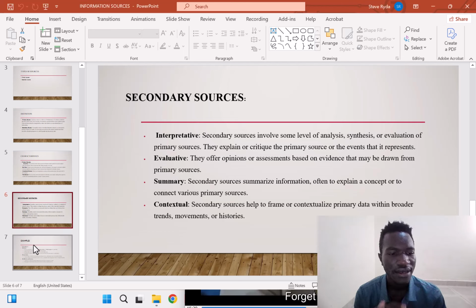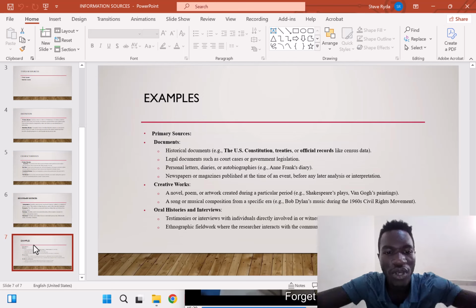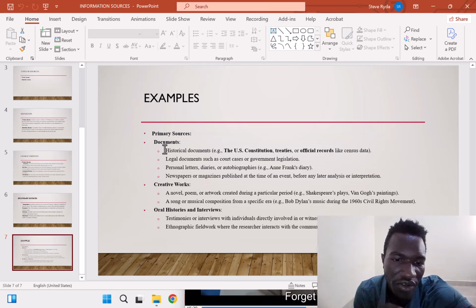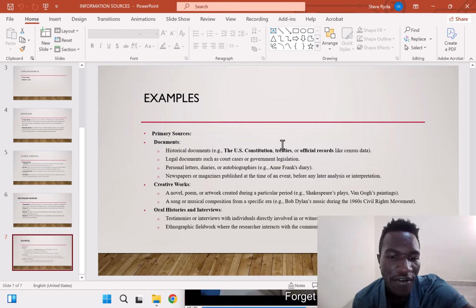So on our seventh slide, we have the examples of these sources. For primary sources, we have documents. So examples of primary sources, we have historical documents, say the US Constitution, treaties, or official records like census data. That is one of what is a primary source. It is a document. We have legal documents such as court cases or government legislation. We have personal letters, diaries, autographs. Those are primary sources in the form of a document.